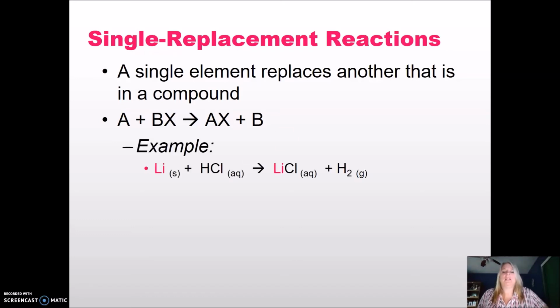Here's an example. So here's my single, it's lithium. And here's hydrochloric acid, all having fun at the dance. And lithium comes in and says, hey, hydrogen, you're out of here.